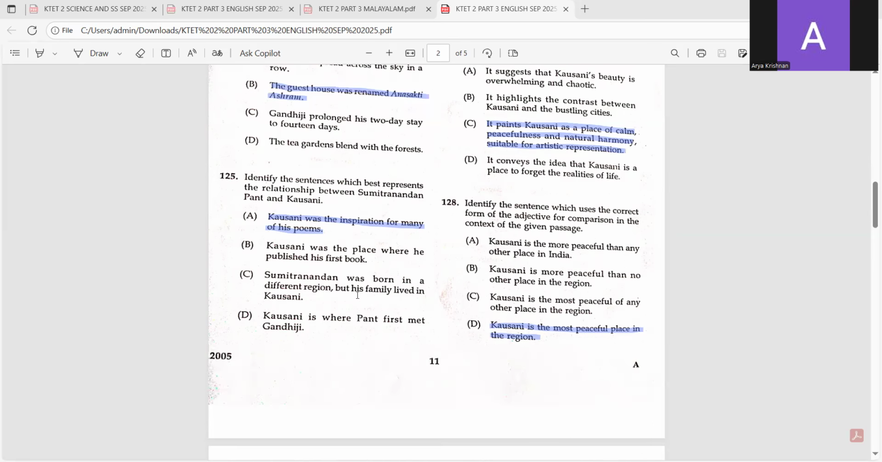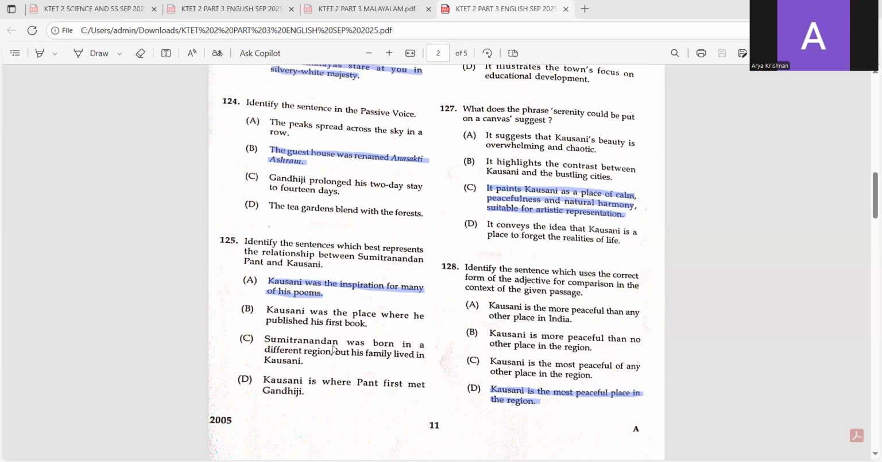Okay. Then question number 125. Identify the sentence which best represents the relationship between Sumitranandan Pant and Kausani. Kausani was the inspiration for many of his poems. Kausani was the place where he published his first book. Sumitranandan was born in a different region, but his family lived in Kausani. Kausani is where Pant first met Gandhiji. Answer is option A. Kausani was the inspiration for many of his poems.